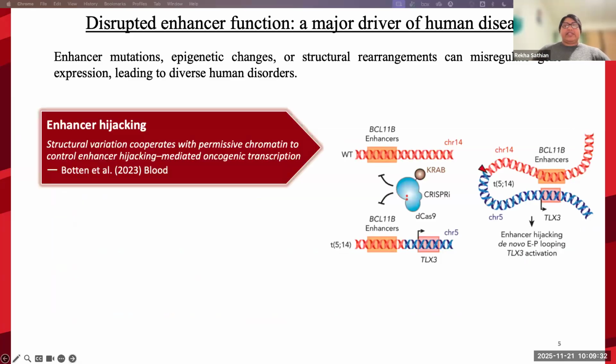The second mechanism is a structural rearrangement that can literally move enhancers to the wrong genomic context. This is basically called enhancer hijacking. This is one of the classic examples in a study published in 2023 in the journal Blood. The CRISPR experiments in the study validated that a BCL11B enhancer, which is moved to the TLX3 oncogene, basically hijacks TLX3 expression and drives high oncogenic expression.